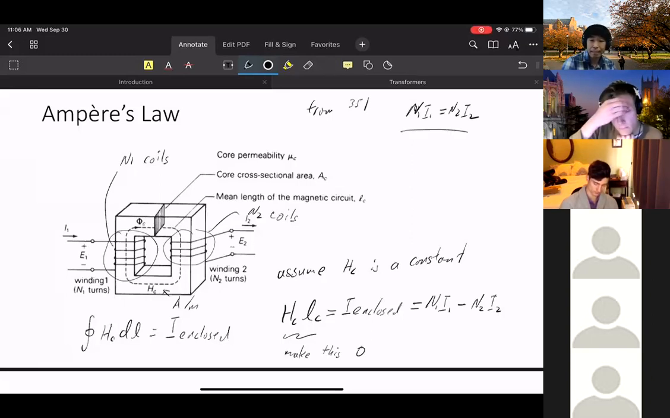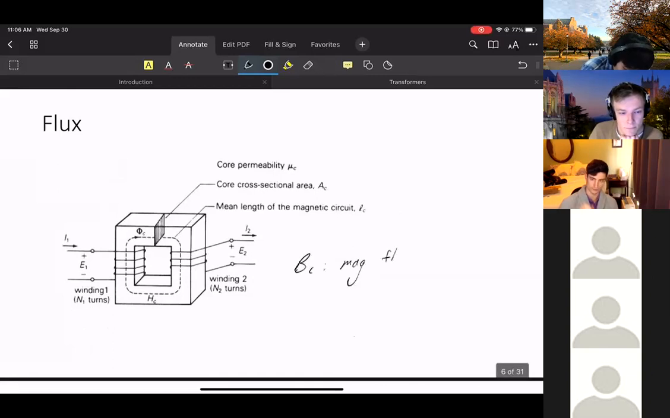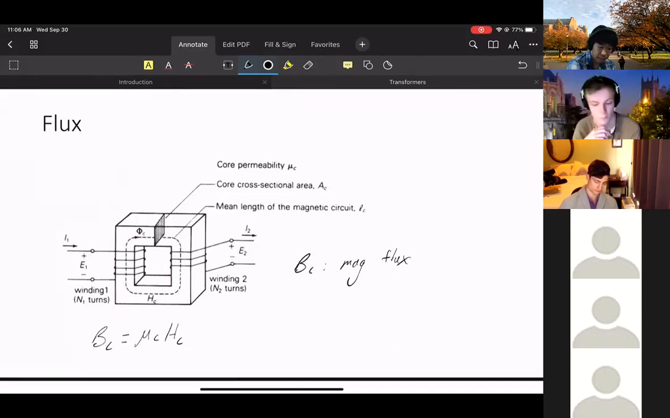Okay, so the next is a detour through the field equations to try to get rid of this side. How do I get rid of this side? Now we need to look at something called a flux. Basically, B is the magnetic flux inside the coils. Magnetic flux density is mu C times HC, right? It's the core permeability multiplied by the intensity of the current.